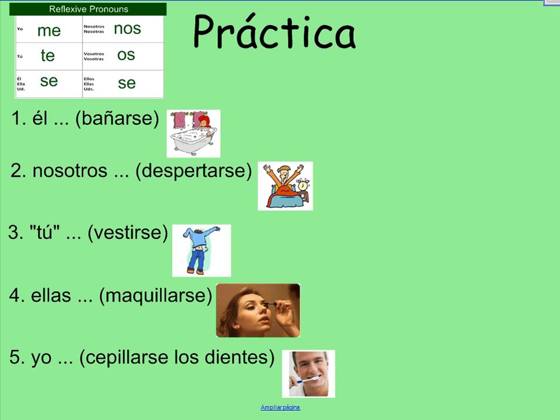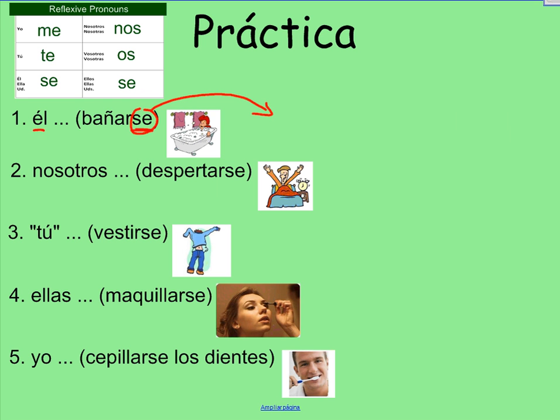Alright, so let's do a little bit of practice. So we'll take number 1 as an example to start off with. El bañarse. We'll do this in the preterite tense, so we want to say he took a bath. Alright, so now that bañarse is a reflexive verb, and we know that because it ends in se, our first step is to take that se off and use it as the first part of our conjugation.